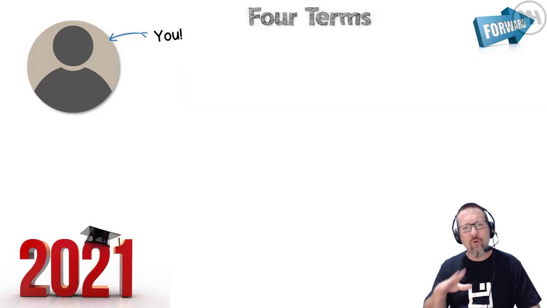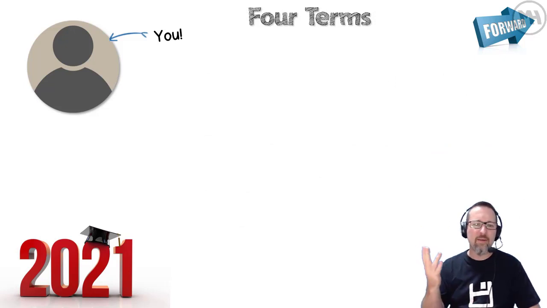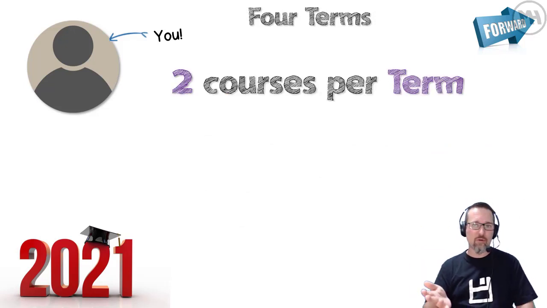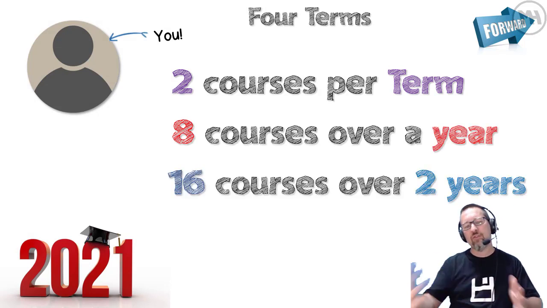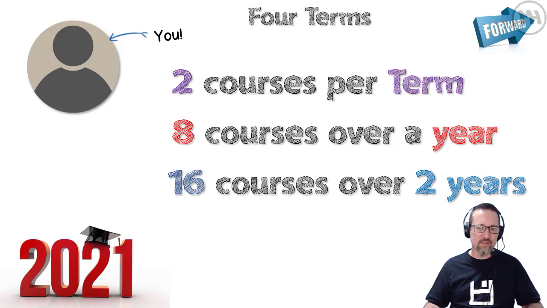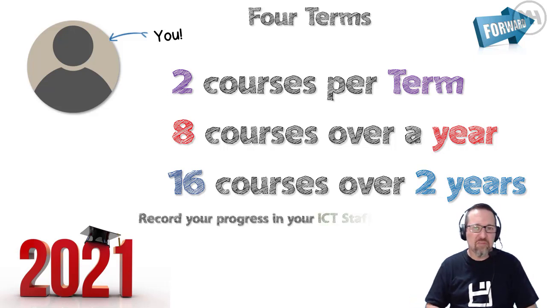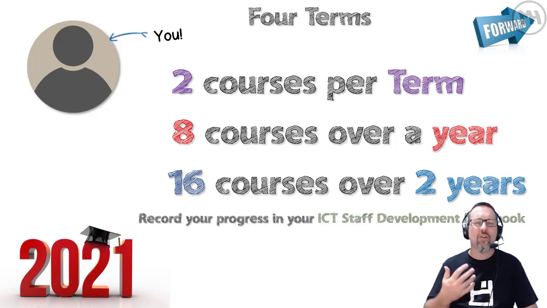If you are a 4-term school, maybe think about doing it this way: 2 courses per term, 8 courses over the year, and over the space of 2 years you do 16 courses. Think about that. That could work. And again, record your progress in your ICT staff development notebook.